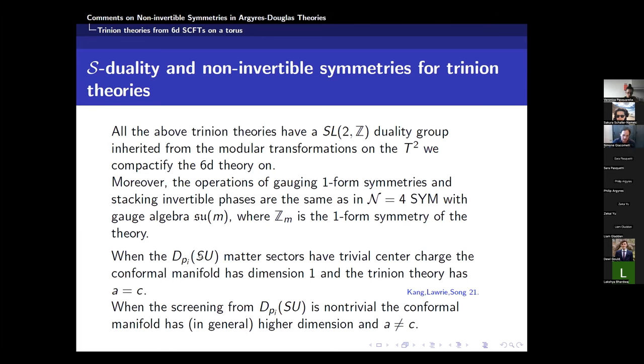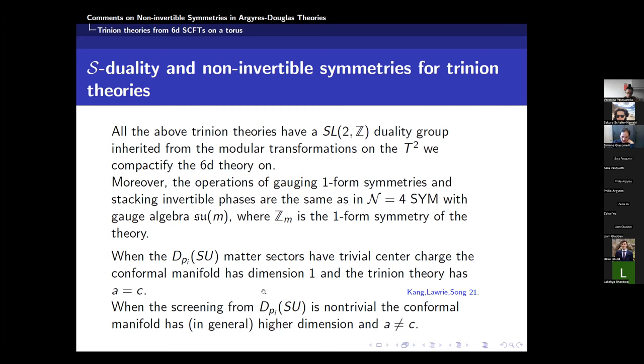When the DP matter sectors have trivial center charge, so they don't break anything of the center, then the one-form symmetry will coincide with the number of colors of our trinion series. In this case, it can be checked that the 4D trinion series has equal a and c. The conformal manifold has exactly dimension one.